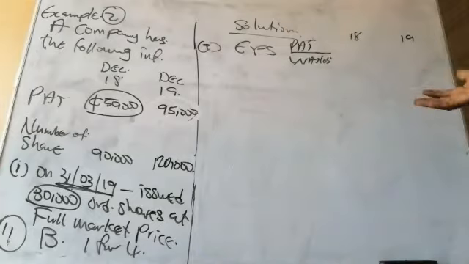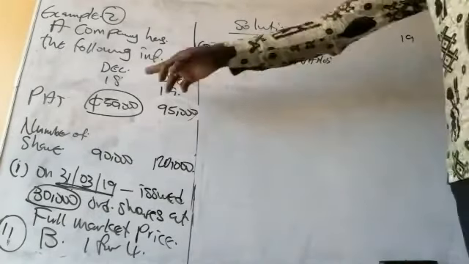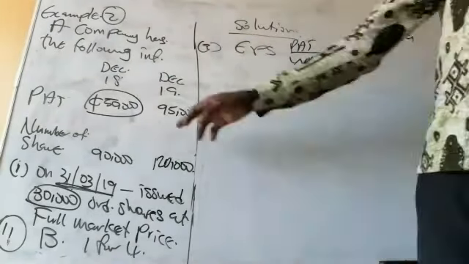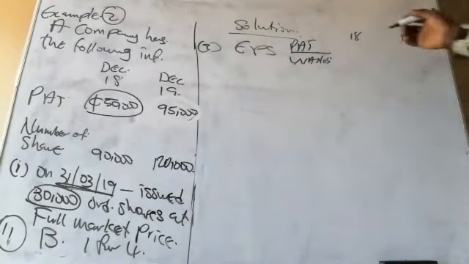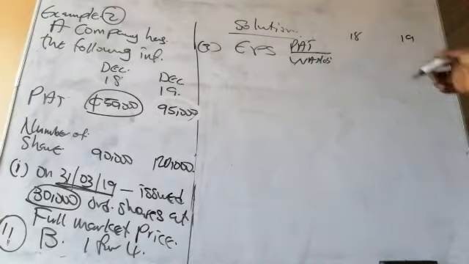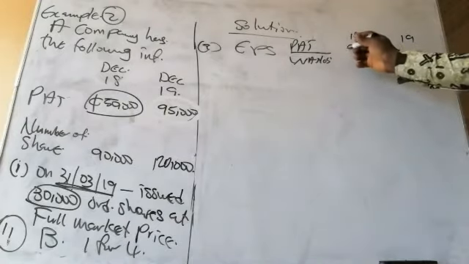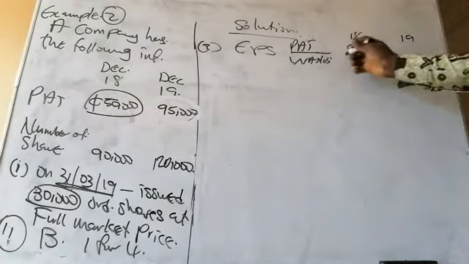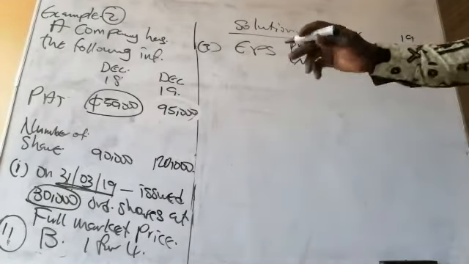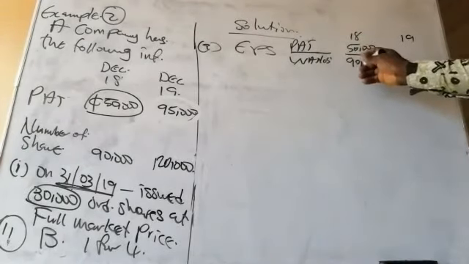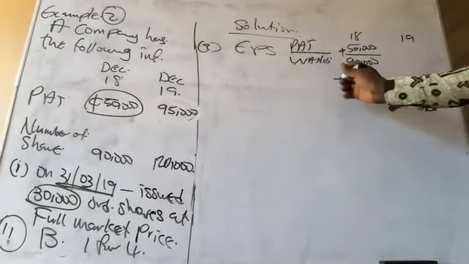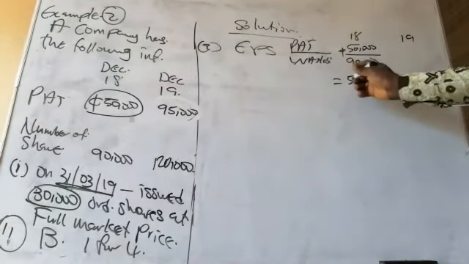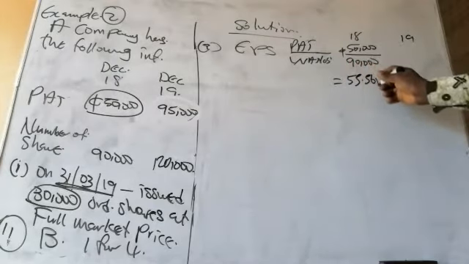Now let's see the basic earnings per share. For 2018, you can get everything. The number of shares in issue is 90,000. You have profit of 50,000 after tax. So therefore, the profit after tax will be 50,000 Ghana cedis divided by the number of shares, 90,000. So for 2018, it's still the answer that we had first, which is 55.56 estimates.